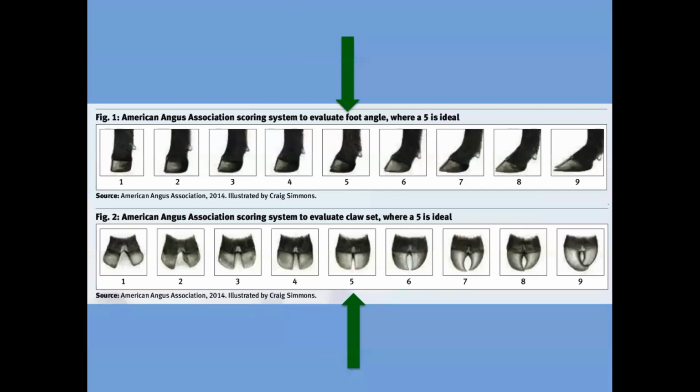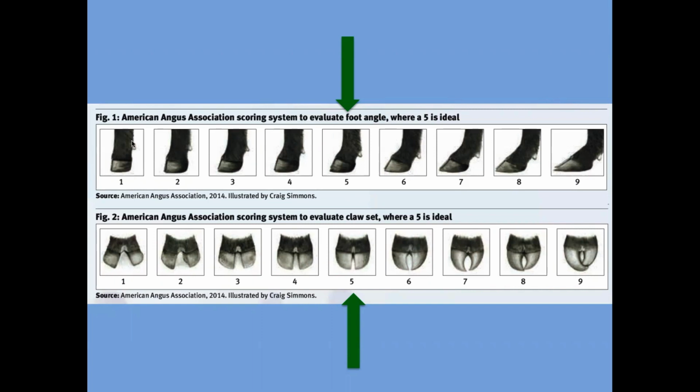This is just an example of the scoring system that some of the breed associations are using. This happens to be one from the Angus Association. So I mentioned the angle or the depth of that heel. And so you can see here that number 9 out here is very undesirable. So that's real shallow heel, real long toes. So those toes don't wear correctly, and so they just continue to get longer and longer.